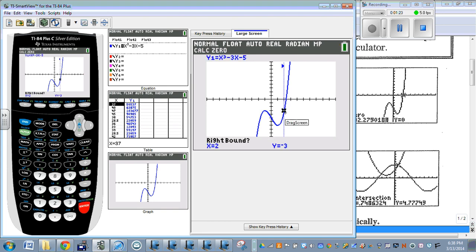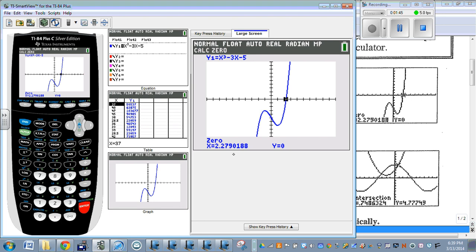And then the right bound is 3. I mean, we can put anything to the right of it, but 3 is closest, and hit enter. And then it asks to guess, hit enter one more time, and that gives us our 0. So 2.279.